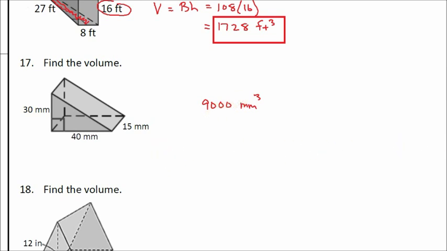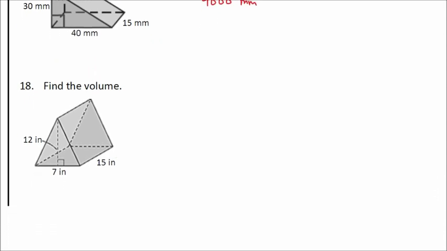And number 18, even though this is not a right triangle, they still give you the base measurement of 7 inches and the height of 12 inches. So you still use the base area as 1/2 of base times height. Your final answer here should be 630 inches cubed. And your area of your base should have been 42 inches squared. And your height in this case is the distance between the two triangles, so it would be 15 inches. So that's the one I should expect to see circled.